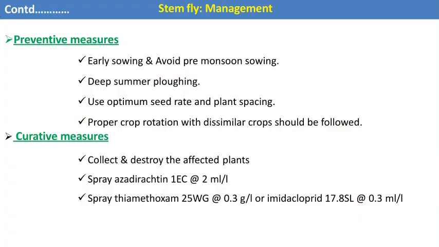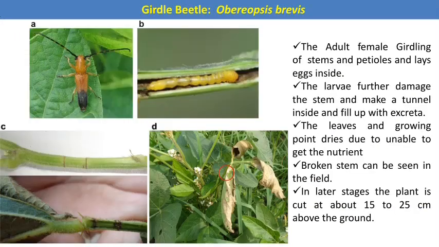For the management of the stem fly, early sowing and avoiding pre-monsoon sowing is one of the best techniques because it is a seedling stage pest. Deep summer plowing, and use of optimum seed rate and plant spacing can be followed. Proper crop rotation with dissimilar crops should be followed. Then for curative purposes, collect and destroy the affected plants. Then spray azadirachtin, one of the best botanical insecticides, which is used in different crops against different insect pest populations. Thiamethoxam and imidacloprid are the recommended insecticides against the stem fly in the soybean crop.